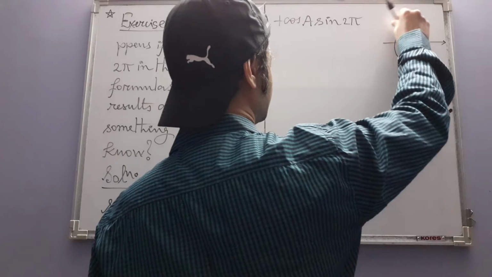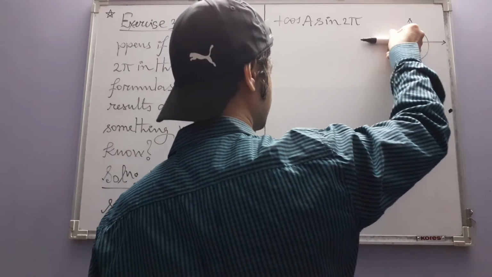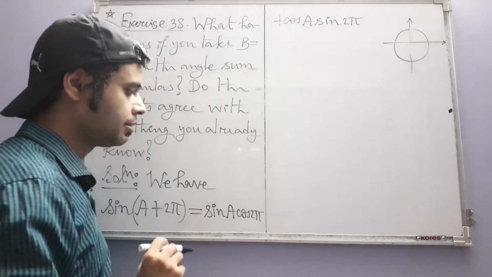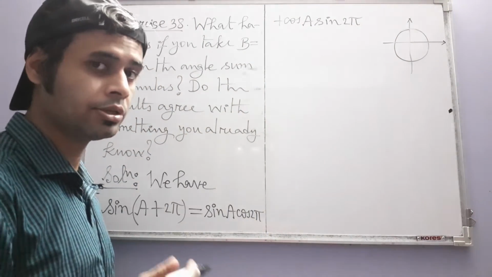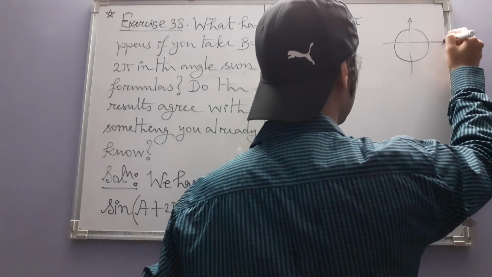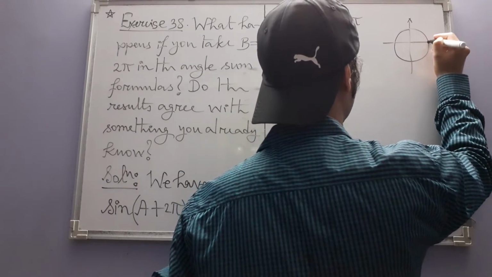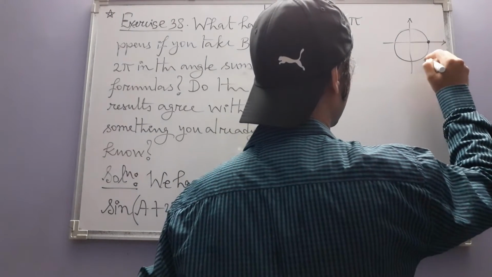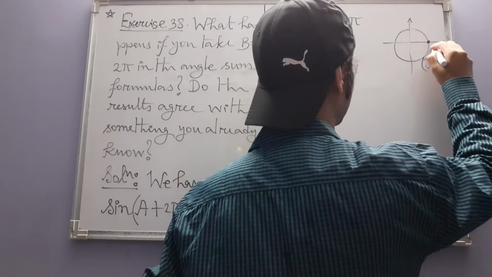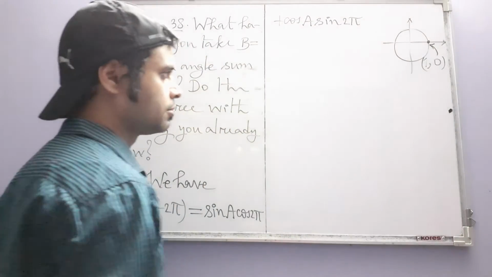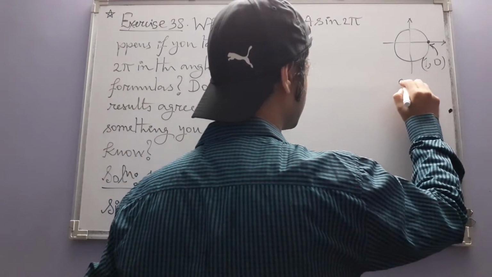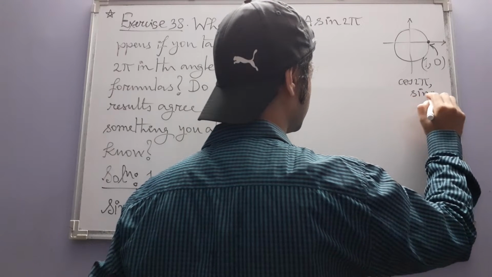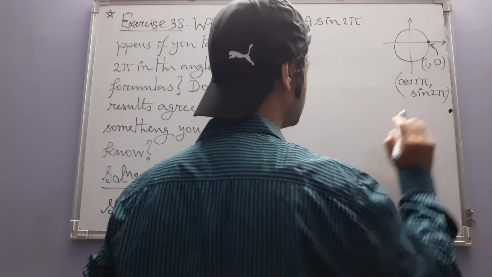Pi over 2, pi over 2. That means this much is pi, and then another pi. So for this angle, the initial and the final ray coincide, and that's why this itself is the final ray, and it intersects your unit circle at this point, whose coordinates are 1, 0. So that's why cos 2 pi is 1 and sin 2 pi is 0.